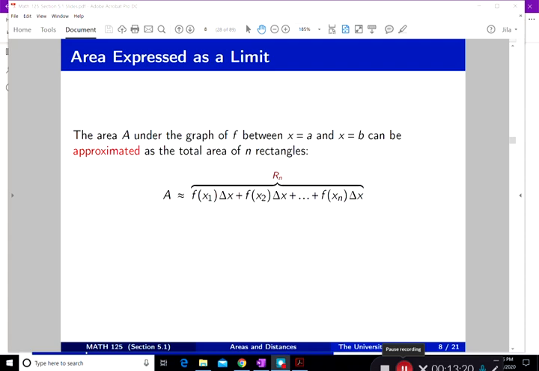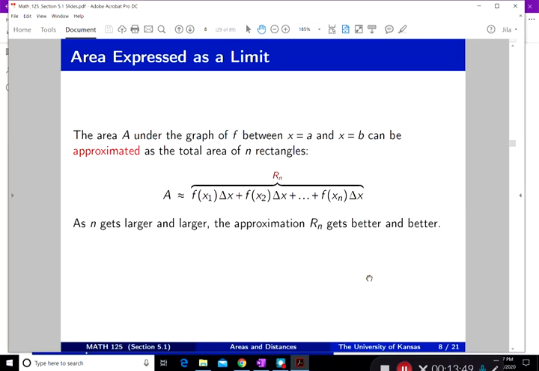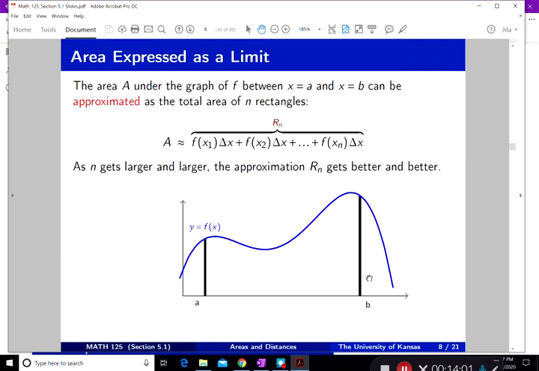So let's talk about expressing area as a limit. We've seen all those rectangles, and sometimes one rectangle works better than the other one. Now we want to approximate the area by basically adding those areas of the rectangles. This is called the Riemann sum R sub n, and you see there are n rectangles. And so as n gets larger and larger, that means that you decrease the size of delta x, you decrease the width of all those rectangles, and the approximation gets better and better.